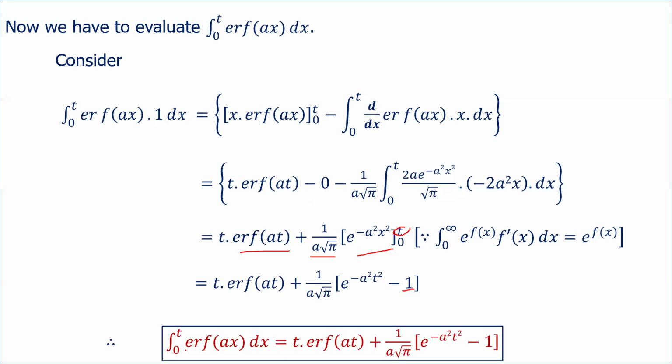So therefore, the integration of error function of ax with respect to x under the limit 0 to t is equal to t times error function of at plus 1 upon a root pi into e to the power minus a square t square, minus 1. So please note at this point, this 2a we have already adjusted over there. So there is no 2a over here. This pi also we have taken in this part. So we just have to take this as t, and this is nothing but dt. Thank you.